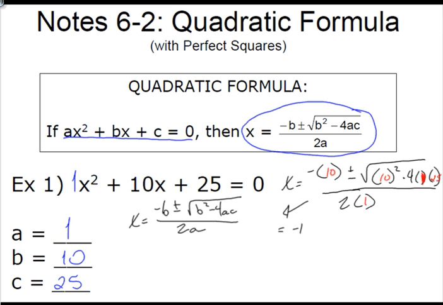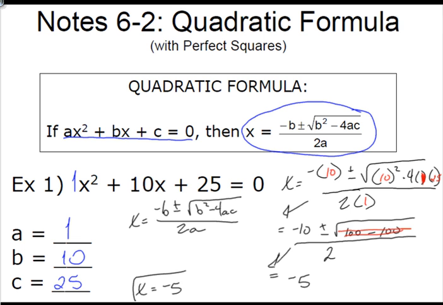A negative 10 plus or minus the square root of 10 to the second power is 100, minus 4 times 25, well, that's 100, over 2 times 1. 2 times 1 is 2. Well, 100 minus 100, well, that makes 0, so therefore my radical has been eliminated this time. So this one is actually a perfect square trinomial, and therefore it has one single solution of negative 10 divided by 2, which is negative 5. So x is equal to negative 5.